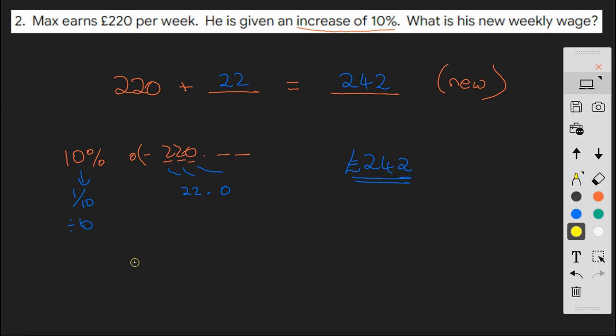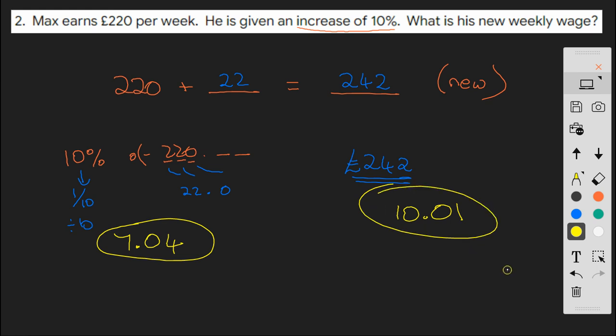So century nuggets to practice here. Finding 10%, 7.04. A few percentage increase questions, 10.01. Good solid practice for you.